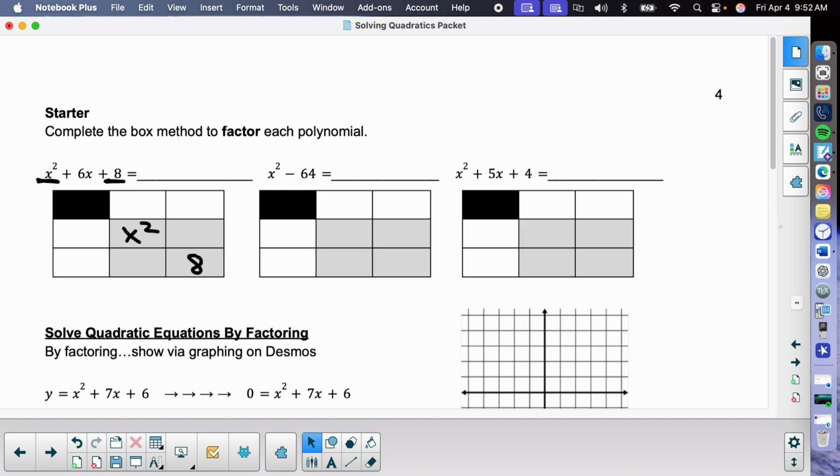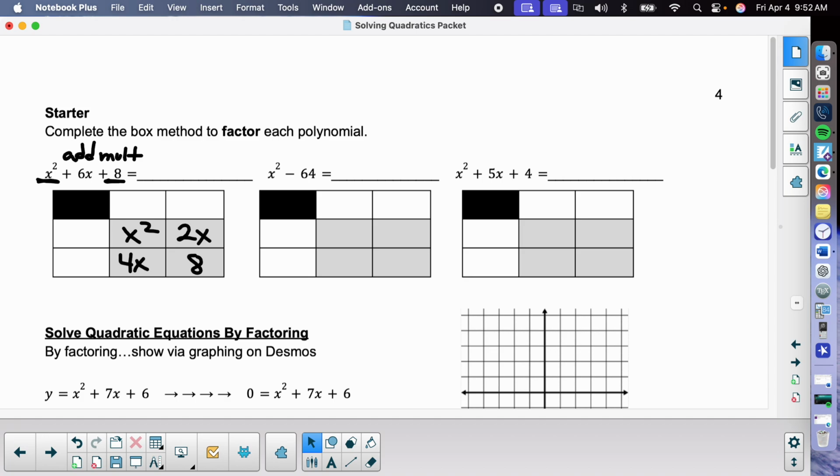And then in these two diagonal boxes is supposed to be the two numbers that multiply to be +8 and add to be +6. So for this problem, that would be 4 and 2. And so then I would write 4x and 2x.